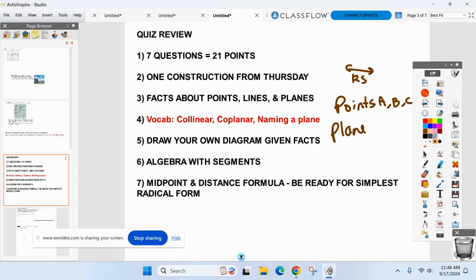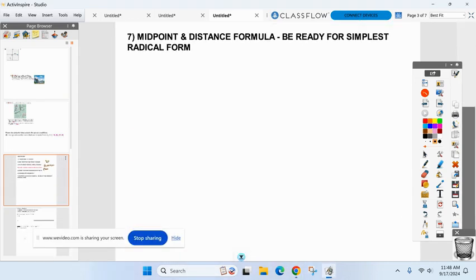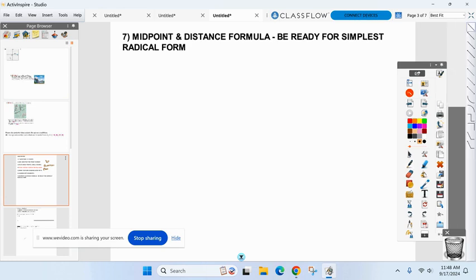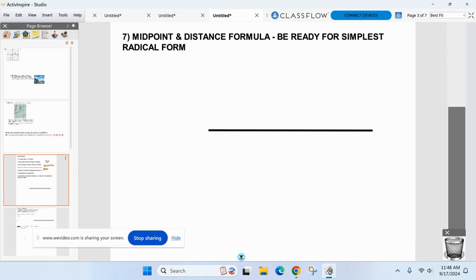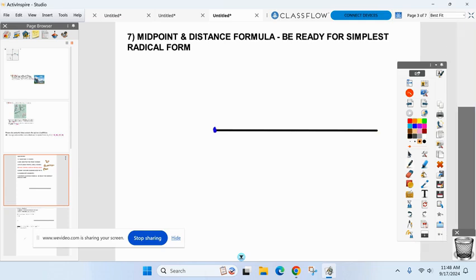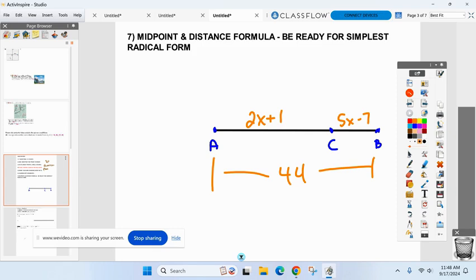What do I mean by algebra with segments tomorrow? We've done a ton of this. We've done a ton. No distance yet. Here's what I mean. You guys will draw your own segment. All right, say it's A, B, and I have C somewhere on it. And I give you this. You labeled that as 2x plus 1. You labeled that as 5x minus 7. And this whole thing is 44 units.